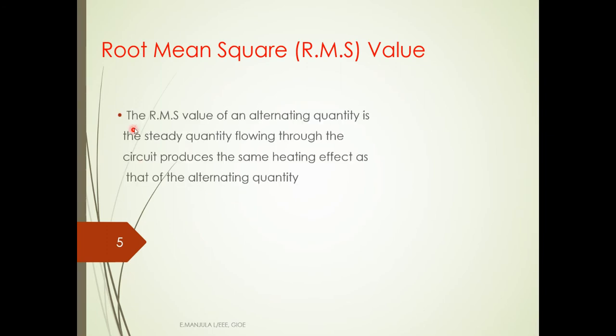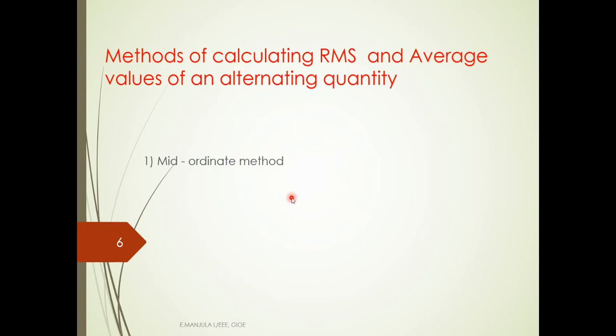So, what is the root mean square value? The RMS value of an alternating quantity is the steady quantity flowing through the circuit which produces the same heating effect as that of the alternating quantity. There are two methods of calculating the RMS and average value of an alternating quantity. The first is the mid-ordinate method and the second is the analytical method. In this session, we will see the mid-ordinate method.